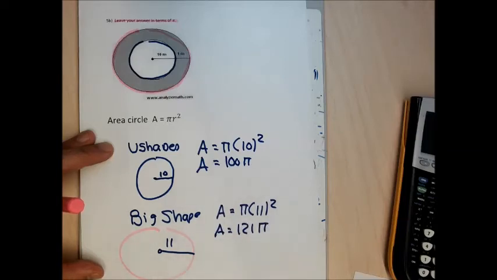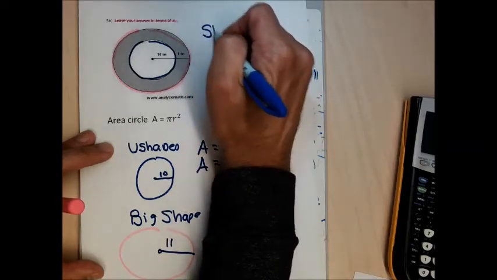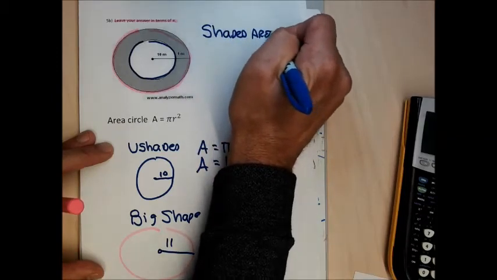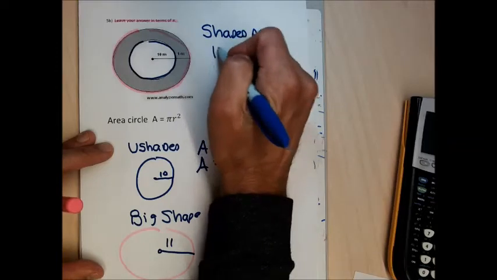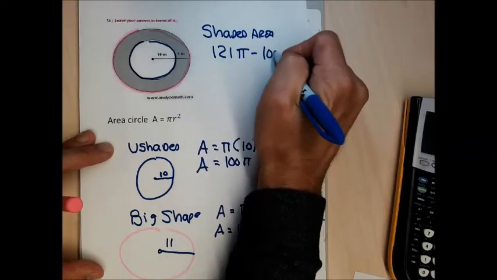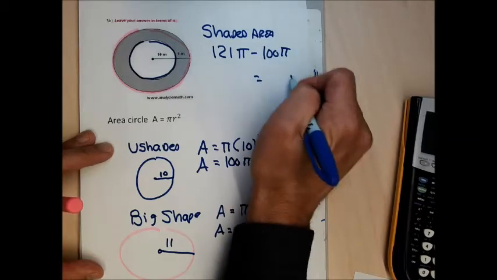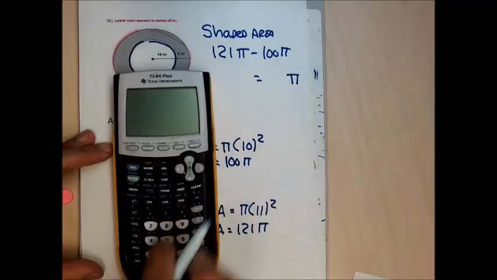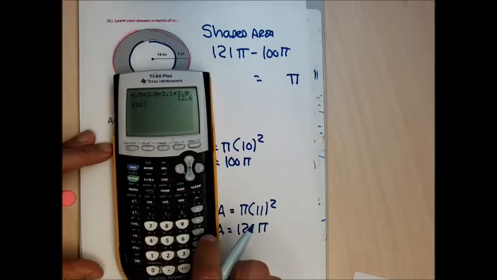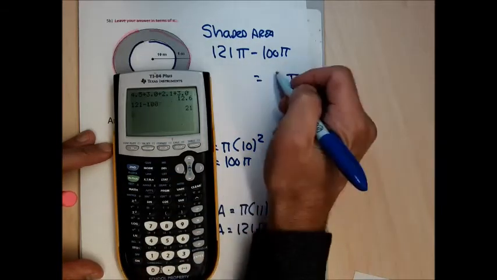So I've computed two areas. Now I'm going to subtract to get the shaded area. The shaded area is going to be the bigger number, 121 pi, minus the smaller number, 100 pi. And when you subtract, the pi's don't change. I just have to subtract the 121 minus 100. The pi's kind of work like x's in some sense. And 121 minus 100 is 21.